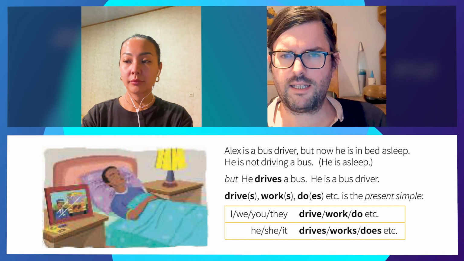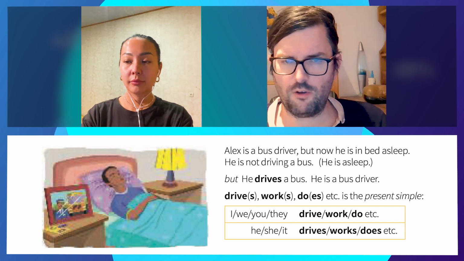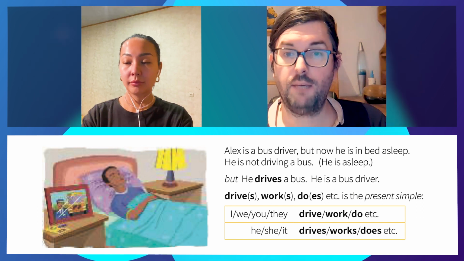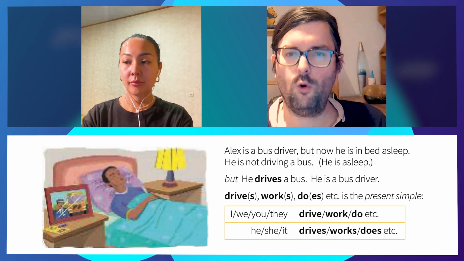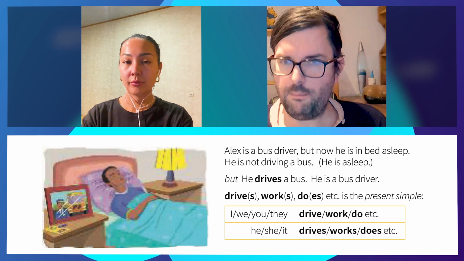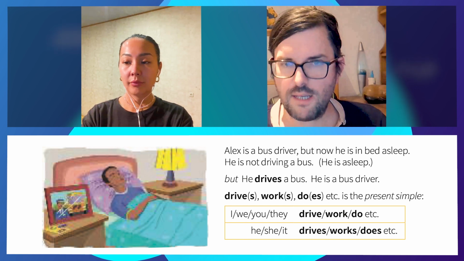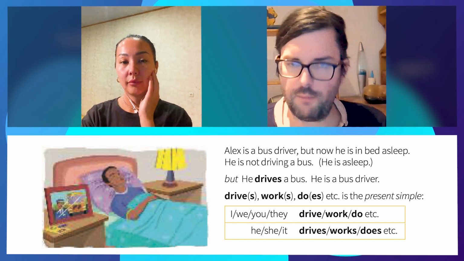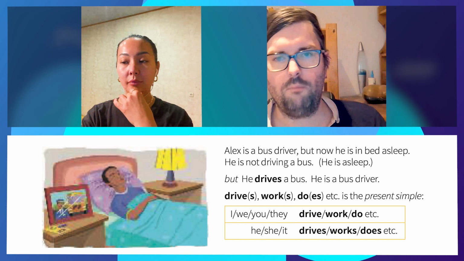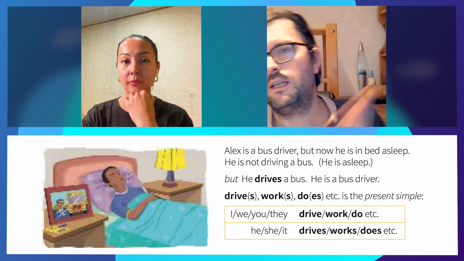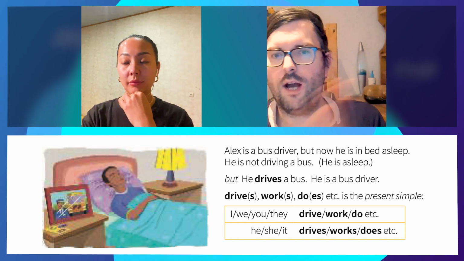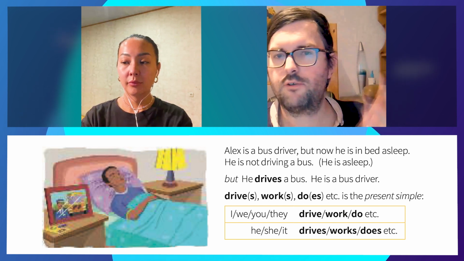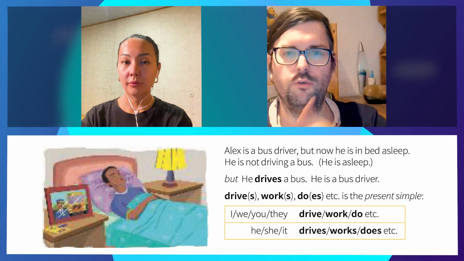Exactly. So we've got Alex is a bus driver. He is not driving a bus, but he drives a bus generally, because he's a bus driver. All of these examples are in the present simple. Just remember with the present simple, for I, we, you, or they, the verb stays the same, apart from the verb be, obviously. For he, she, and it, you need to add an s afterwards. So he drives, she works, it does, whereas I drive, we work, you do, they do.